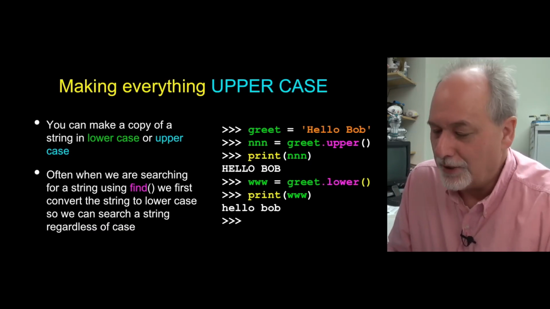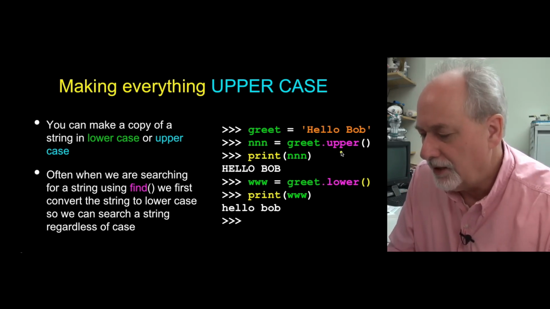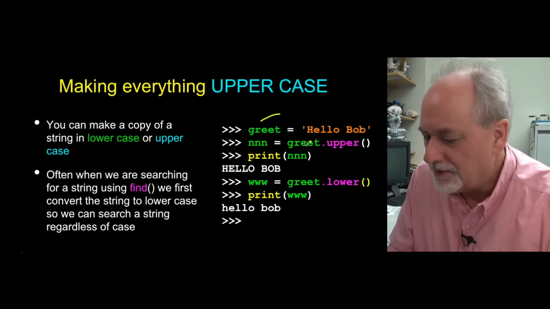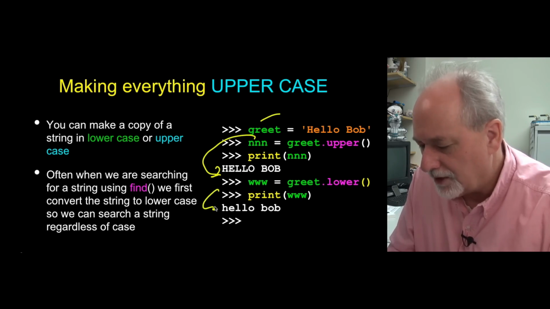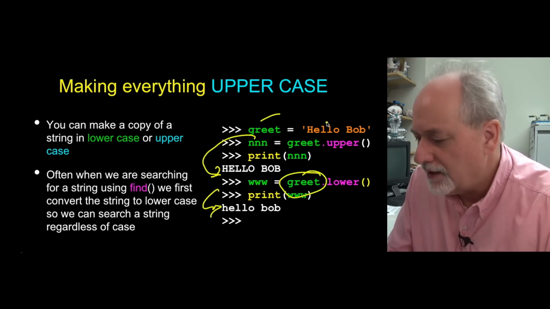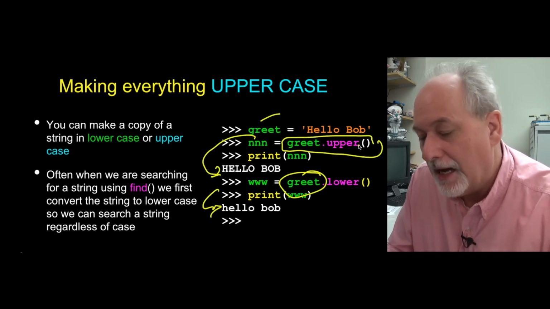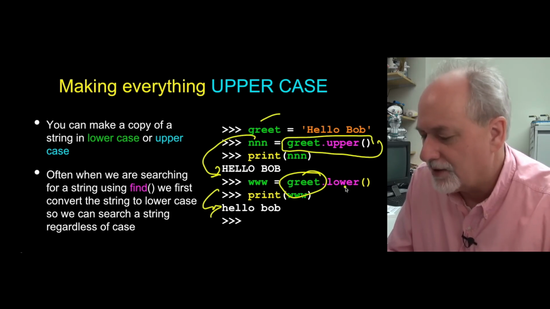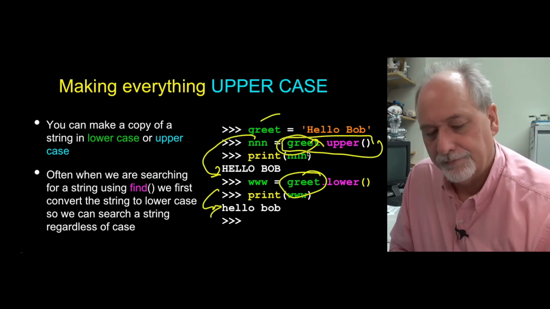Converting things to upper or lower case, there is an upper method and a lower method. So greet.upper means the uppercase is HELLO BOB. Greet.lower means that is the lowercase hello bob. And greet is unchanged. Greet is still Hello Bob with upper and lower, because each of these methods basically says, I'm going to give you back an uppercase copy or a lowercase copy of the original thing without changing the original thing.